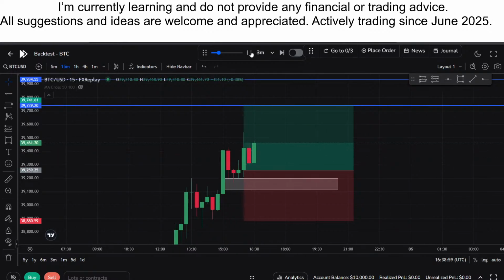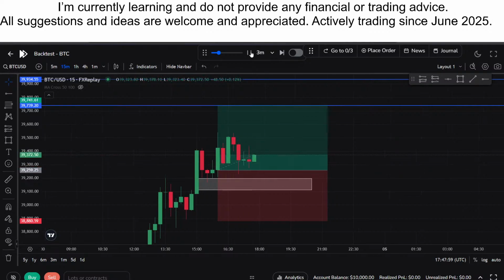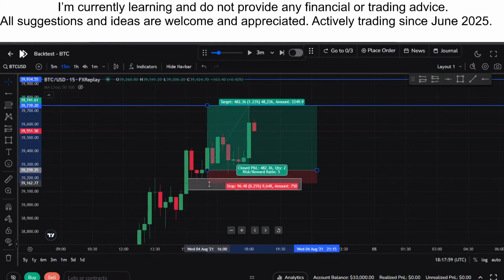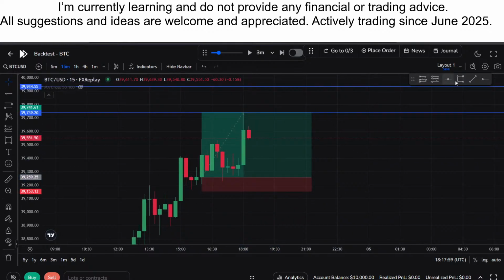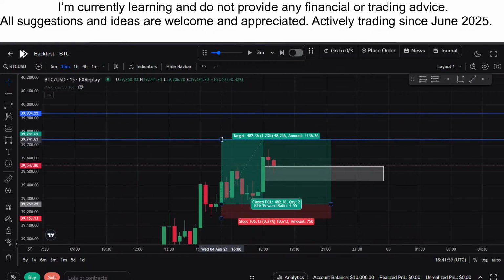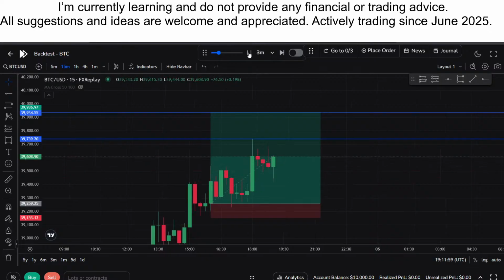Okay, nice, not nice. Okay, take profit 1 hit. Now delete this. Another fair value gap we have here. Maybe let's see what happens. Okay, yeah, fair value gap mitigated. Another take profit. I'll put the take profit here. This has been mitigated, and stop loss is here. Let the trade run.